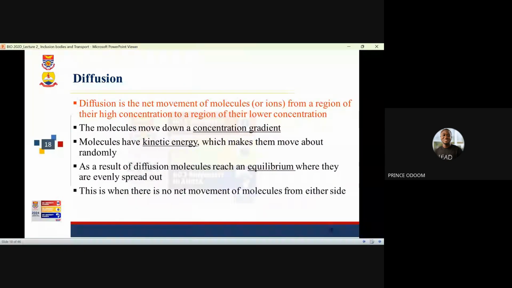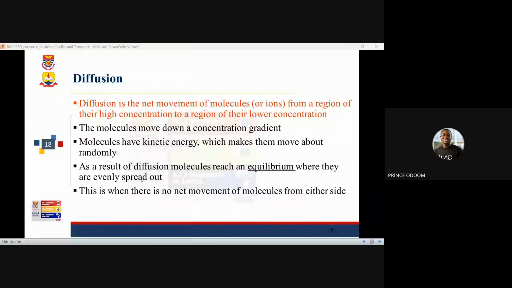As we rightly said, diffusion has to do with the net movement of molecules from a region of high concentration to a region of lower concentration until a uniform mixture is attained. So the molecules move down a concentration gradient, from the higher concentration to a lower concentration. The molecules have kinetic energy, the energy that causes molecules to move. It is this kinetic energy that makes them move. As a result, in diffusion molecules reach an equilibrium where they are evenly spread out.